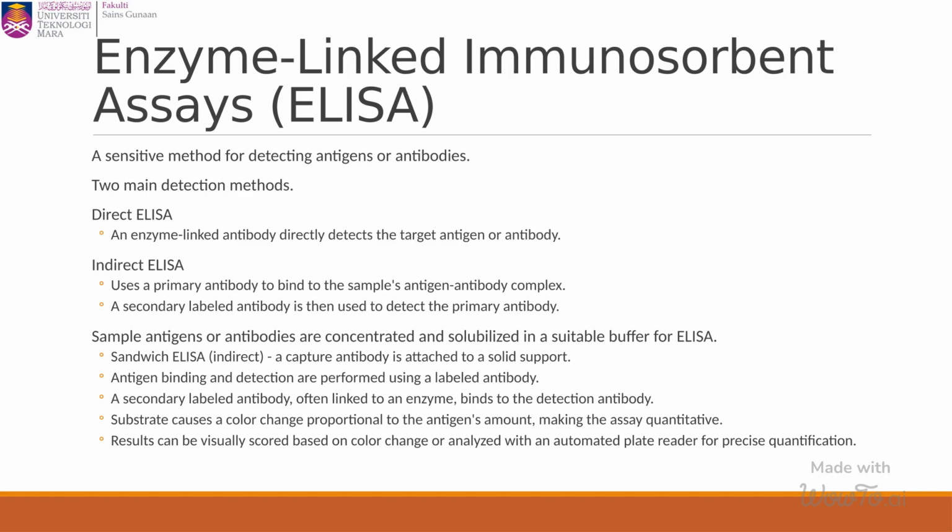Finally, we add a substance that changes color when the label is present. The color change shows how much antigen is there. We can see the results by looking at the color or using a machine. ELISA is used in medicine and research because it's very sensitive and measures things accurately to find specific antigens or antibodies in samples.